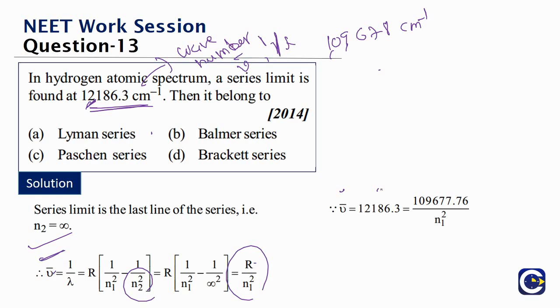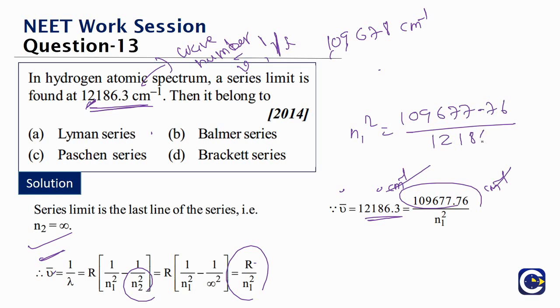The wave number given to us is 12,186.3, in terms of centimeter inverse. And remember the Rydberg constant, 1,09,677.76, also in terms of centimeter inverse. We can even approximate it, but that is okay. Both sides the unit will be cancelled. So n1 square will be equal to 1,09,677.76 divided by 12,186.3. This is the value of n1 square.